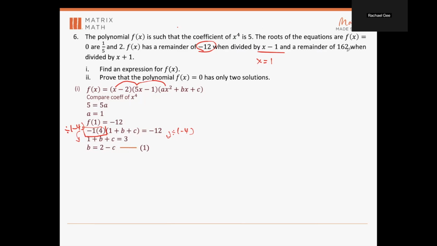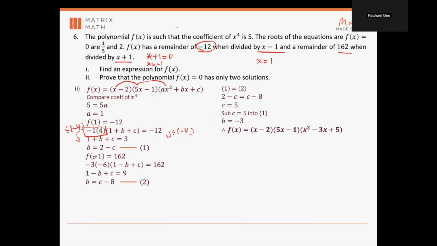Then next, you will make use of this part here. So when x + 1 = 0, x will be equal to -1. You'll do f(-1). Hang on. Yeah, f(-1) equals this. So when x equals -1, -1 - 2 will be -3. So 5 times -1 - 1 will be -6. And then -1 squared will be positive 1. It will still change back to 1. The only thing that will change will be your b. Your b will become negative b.